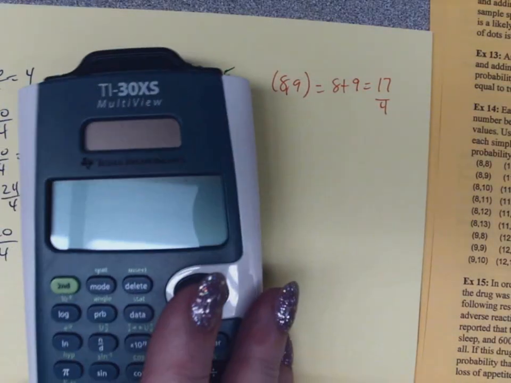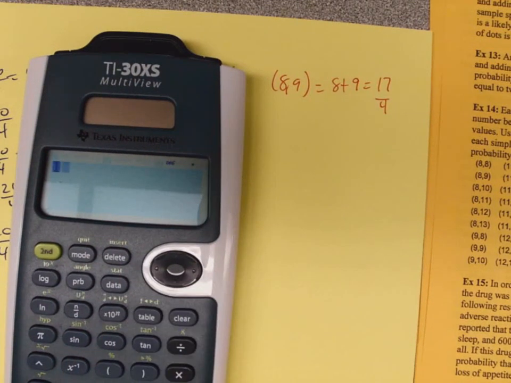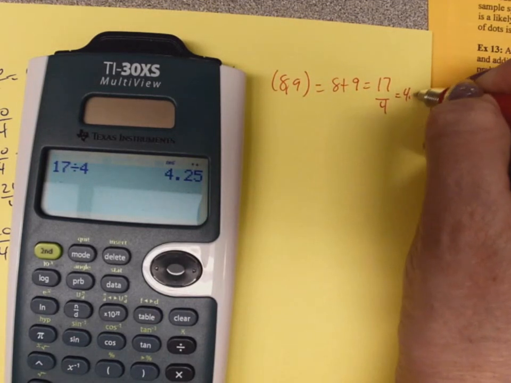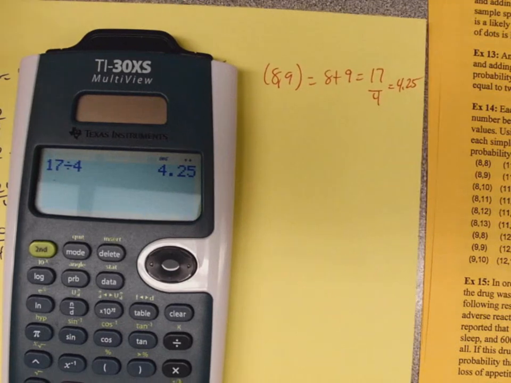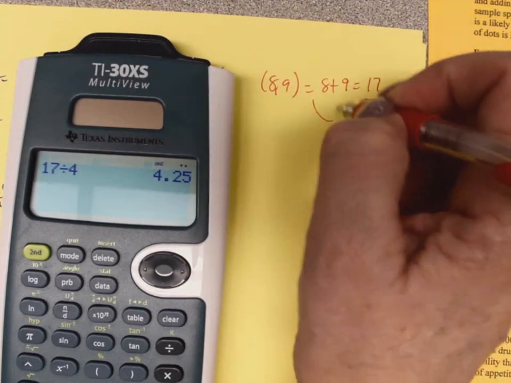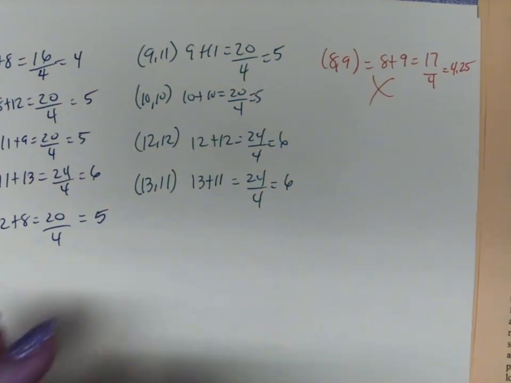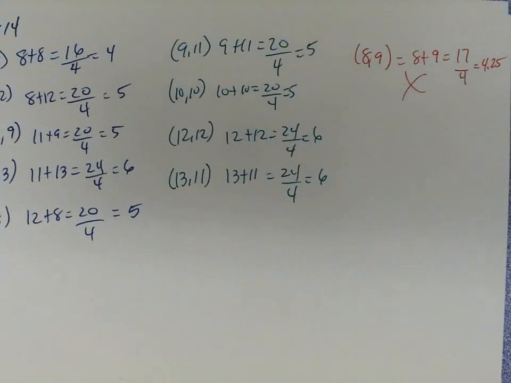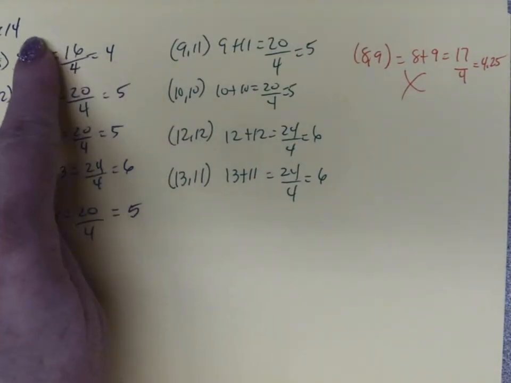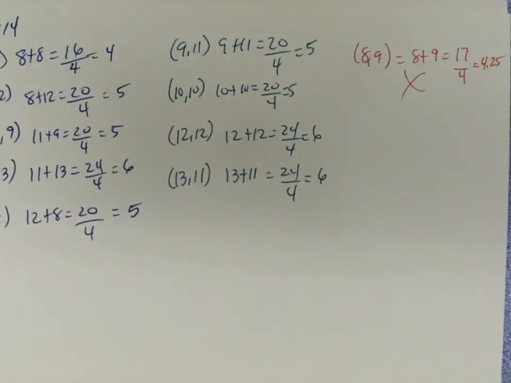So if you're not great at your multiples, you can use the calculator. We would have 17 divided by 4 would get us 4.25. Well, that's not a whole number, so it doesn't divide evenly by 4, so that's why that doesn't work. Where the rest of these all divided evenly by 4, and that's why we could choose those. All right, so how many of these worked? We got 1, 2, 3, 4, 5, 6, 7, 8, 9.